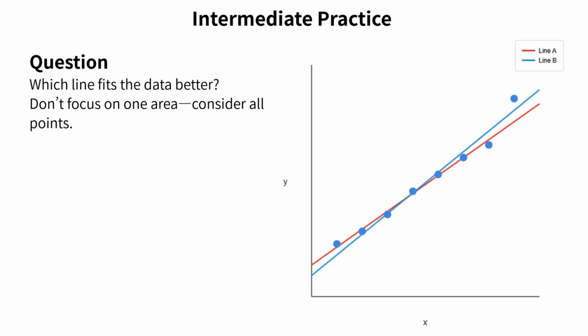When deciding which line fits the data better, you have to consider all the points together, from the leftmost to the rightmost. Ask yourself this: which line keeps the overall distances between the points and the line smaller? Even if a line looks good in one region, a larger miss elsewhere can matter more. Take a moment to scan the entire graph carefully, and decide which line provides the better overall fit.